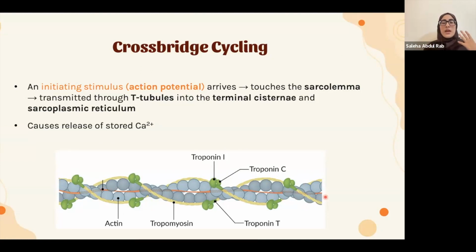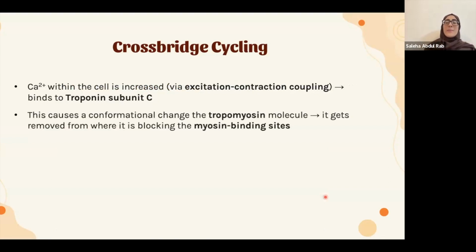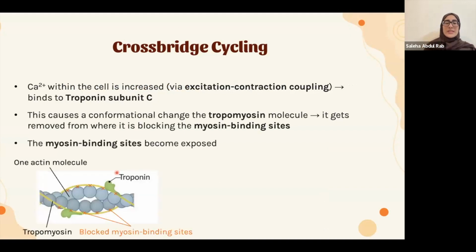So here, our concern is not with how the stored calcium is released. We're looking at what happens when the stored calcium is released. The calcium within the cell is increased because of the sarcoplasmic reticulum releasing calcium. This calcium binds to the troponin subunit C. This causes a change in the tropomyosin fiber that we were looking at earlier, the rope that goes around.